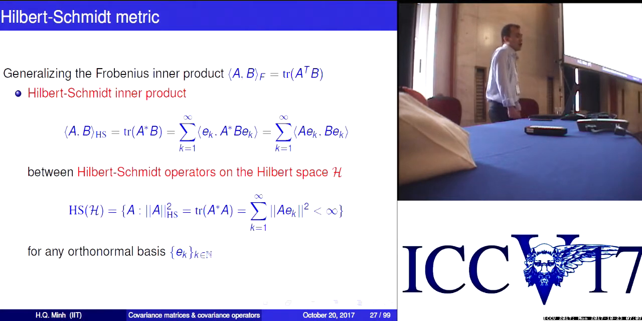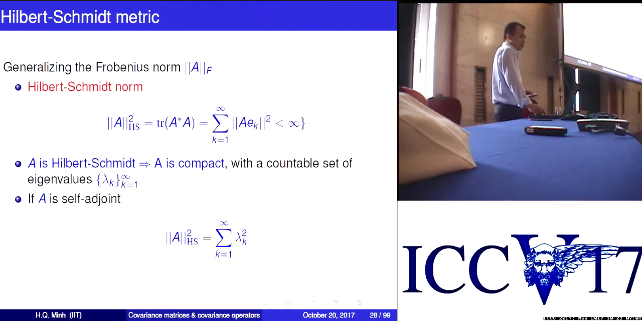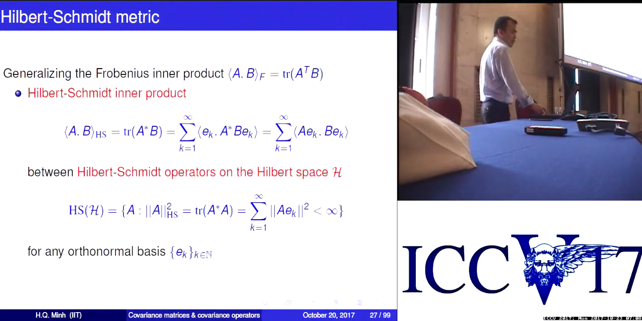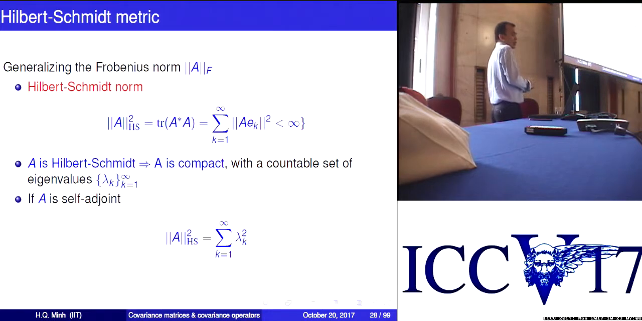So this is the generalization of the Frobenius inner product in the infinite dimensional setting, for Hilbert-Schmidt operators. So we have a particular set of operators on which this is well defined. Now, if an operator A is Hilbert-Schmidt, if this norm is finite, then it has to be compact, in the sense that it has a countable set of eigenvalues lambda k, and these lambda k have to go to zero. In particular, if A is symmetric, self-adjoint, then the Hilbert-Schmidt norm squared is just the summation of all the eigenvalues squared. In the case of the Frobenius norm, it's just the summation of k from 1 to n of lambda k squared. In this case, we just have an infinite number of eigenvalues.